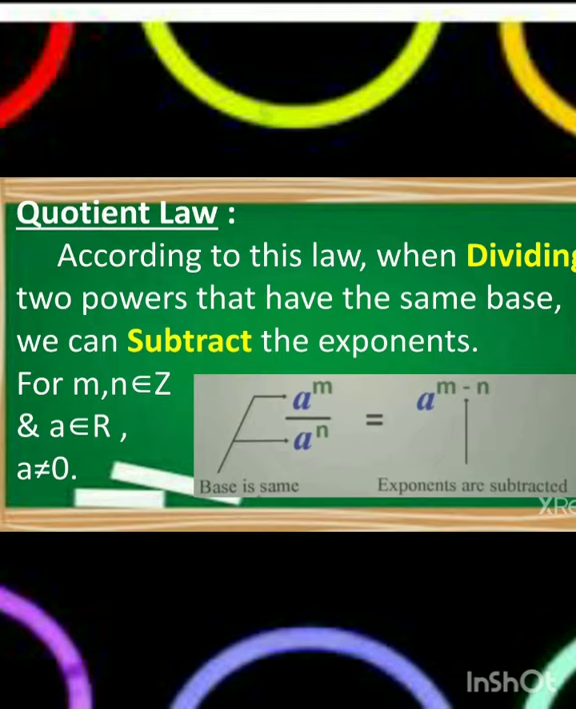Therefore, when dividing two powers that have the same base, we can subtract the exponents. A power m by a power n equal to a power m minus n.